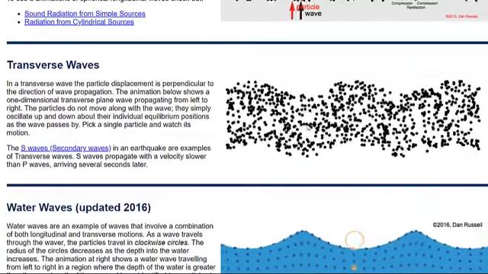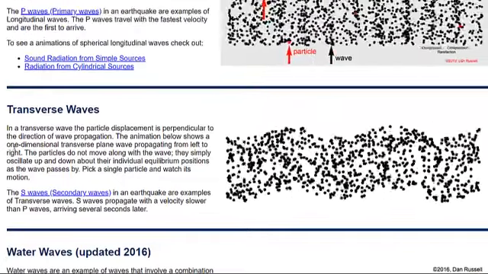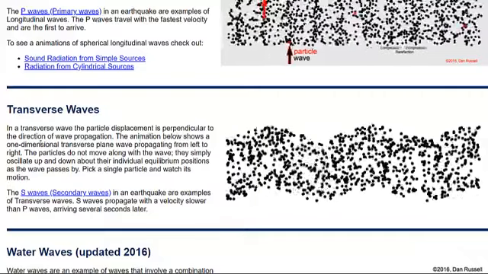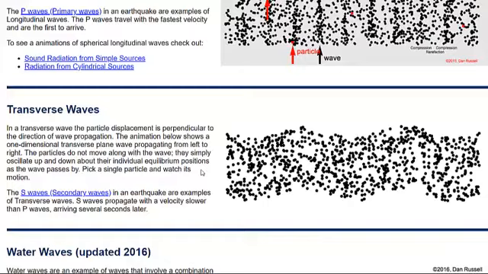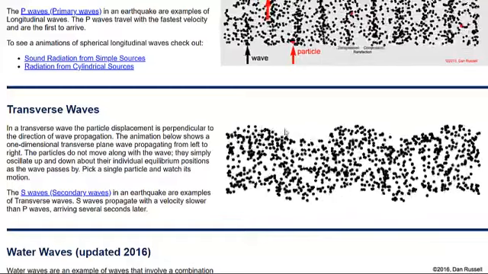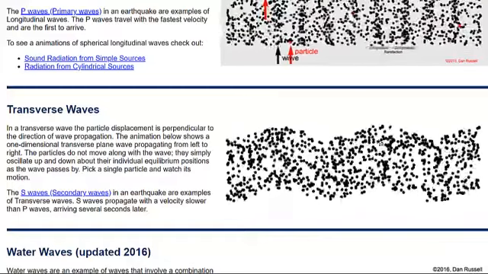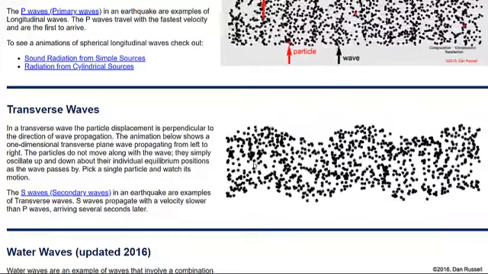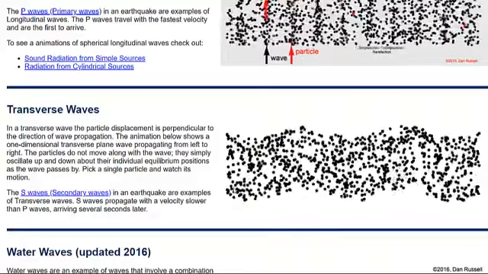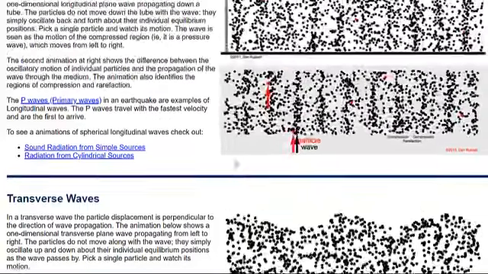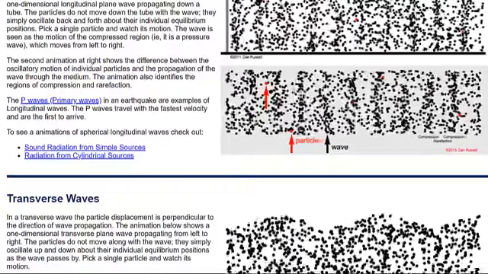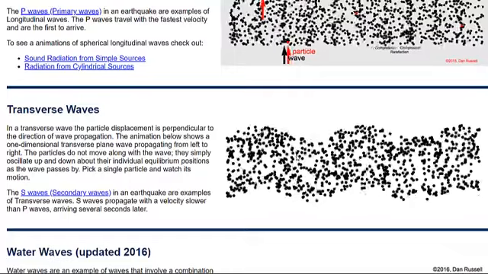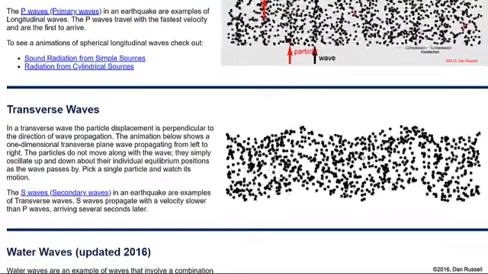So here we have transverse waves. In a transverse wave, the particle displacement is perpendicular to the direction of the wave propagation. So here you can see the wave is propagating from left to right, but the molecules are moving up and down. The molecules themselves are not propagating with the wave, they are merely moving up and down. So for longitudinal waves, the particles move left and right, and for transverse waves, they move up and down, but the wave propagation is left and right.